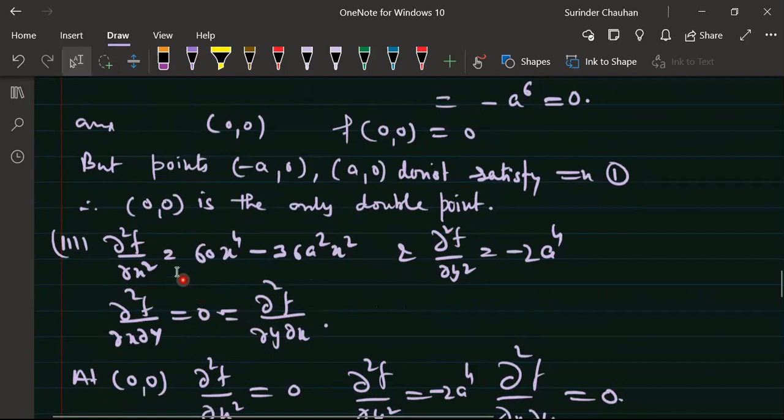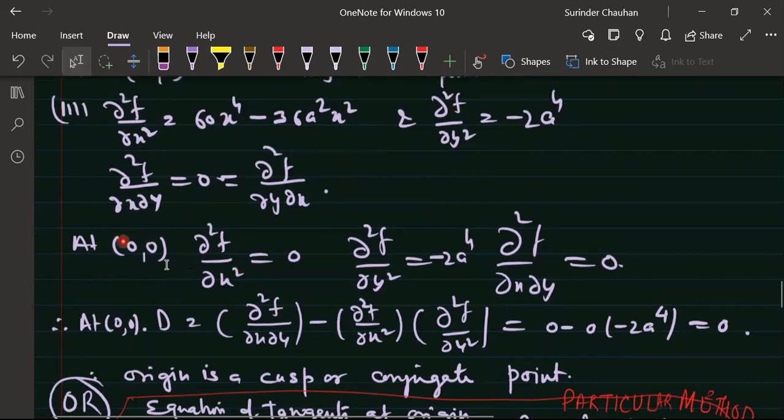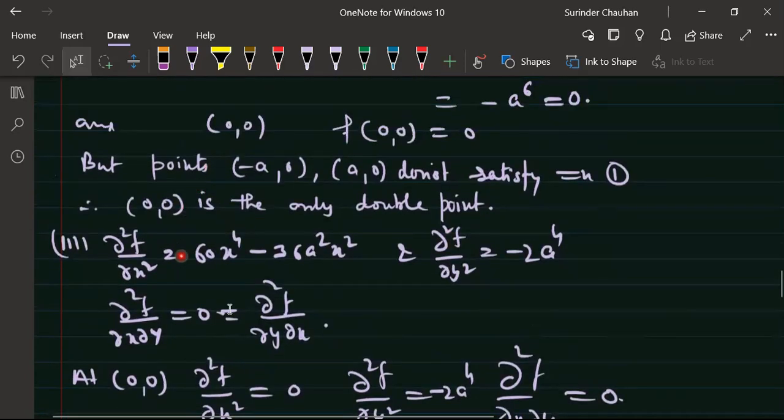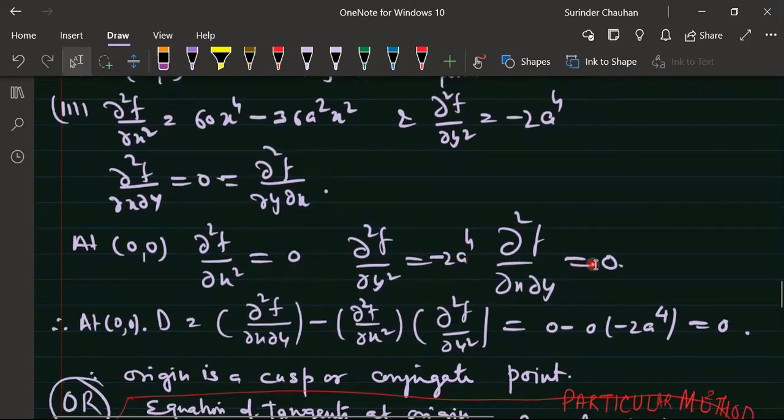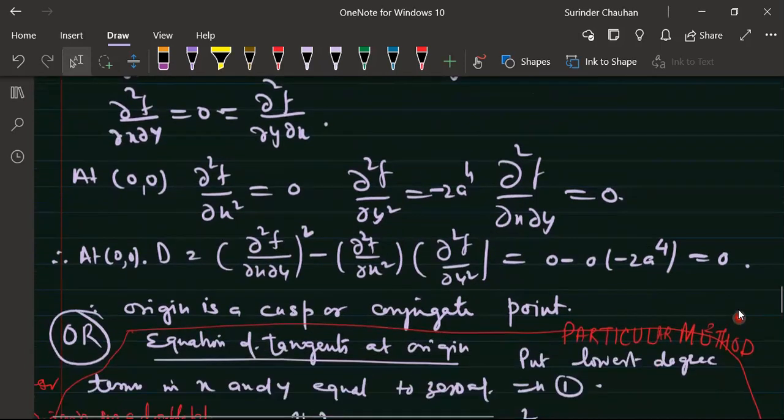Both will be equal, and you can check this in each problem. Okay? So find the value at (0, 0). Put x is 0 in the right hand side of this equation, and this comes to 0, and this comes to 0. And find the second derivative of f with respect to xy, whole square, minus the second derivative with respect to x into the second derivative with respect to y of f. Put their values, and this comes to 0.